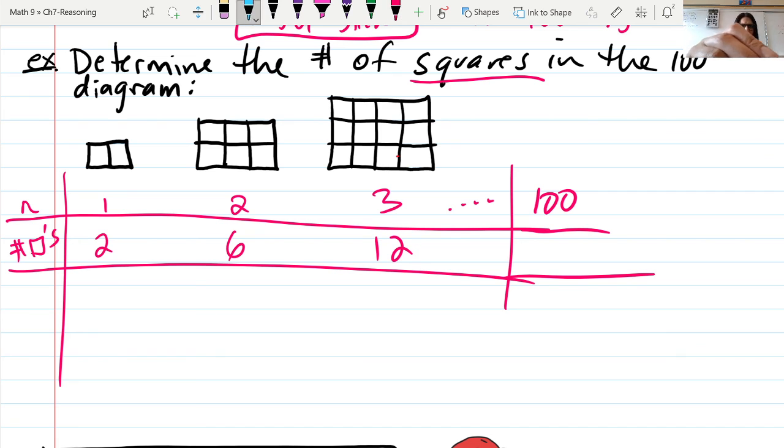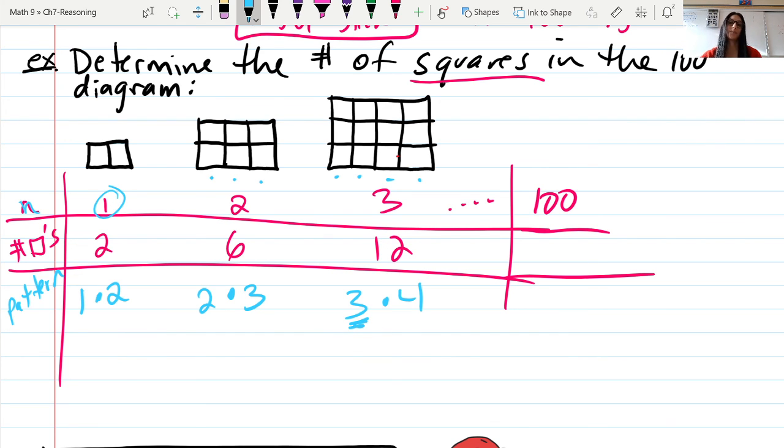Okay, let's take a look at the pattern. In the pattern, I want to try to use my n value to help me figure this out. I know that in order to get this, I could do 1, which is my n value, times 2. So this is my pattern. And for this next one, if the answer is 6, I could take the diagram number 2 and multiply it by 1, 2, 3, or the number of rows. So let's see if that works here. Take my diagram number and then multiply it by 1, 2, 3, 4. So basically, I multiply it by one number larger than what the diagram number is.